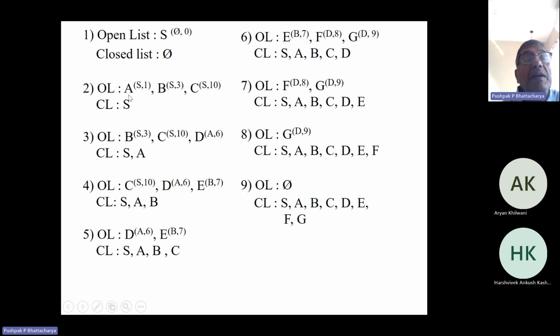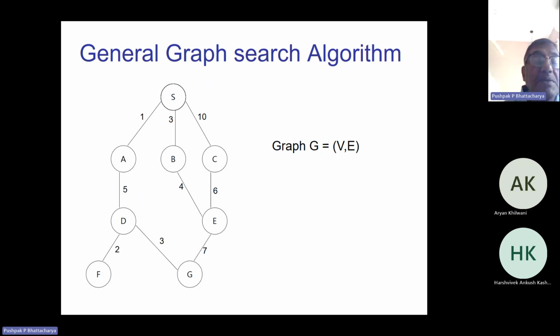So for A, the least cost path to S has cost of 1. For B, it is 3. For C, it is 10, as you can see from the graph by inspection, right? From A, the A to S is the path, B to S is the path, C to S is the path, and their costs are 1, 3 and 10. Now let us see.